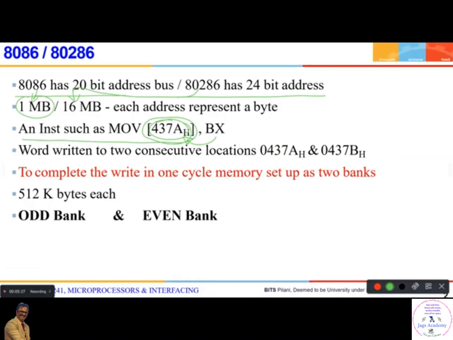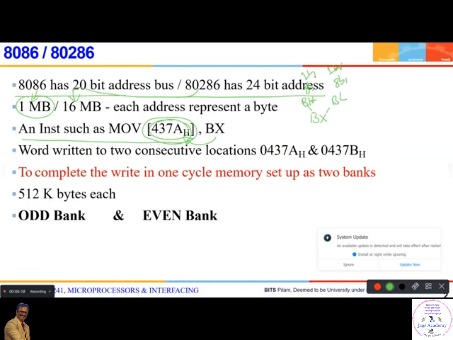Look at the instruction: MOV [437AH], BX. What does it do? Tell me. I want an answer from you. It moves how much content? 16-bit content to the offset address 437A. 16-bit content means you have a lower half and an upper half, right? Your BX register has BH and BL. This is 8-bit, and this is another 8-bit. That means this is 1 byte and this is 1 byte. Can one location store the entire 16 bits? No, right? One location cannot store it.